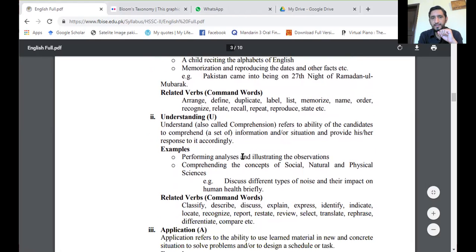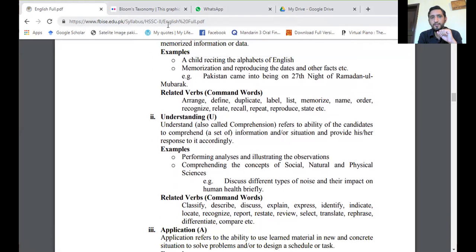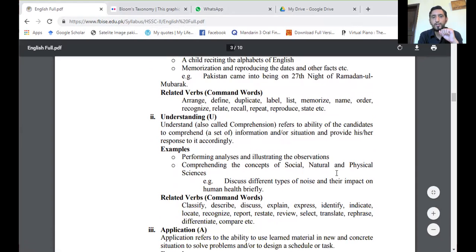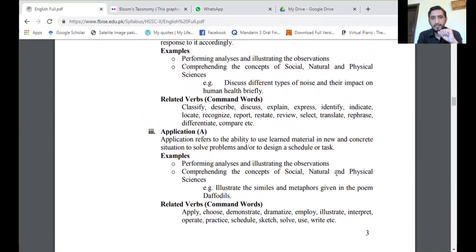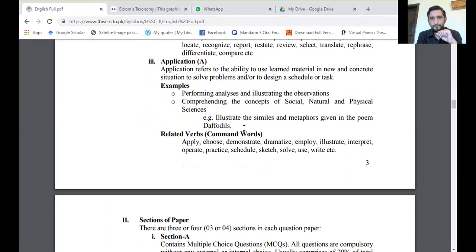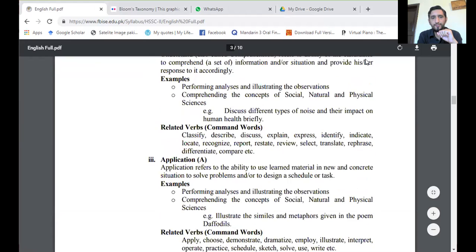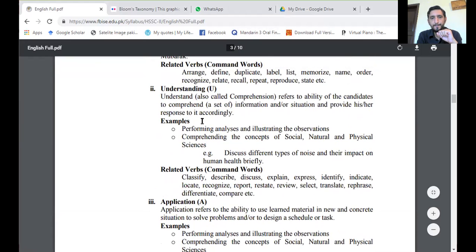I'll share the link for this. You can see the link here. It's available on Federal Board of Intermediate and Secondary Education's website. You'll go into the syllabus section. You'll go into HSSC2 and you'll have your English syllabus along with these policy guidelines. Then we come to application. What is an example of, we need to go for understanding second.